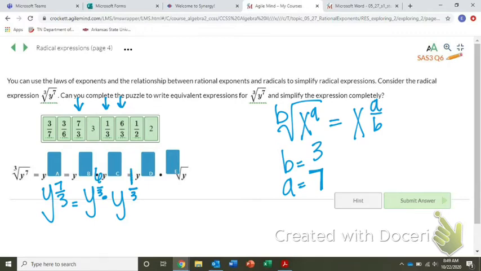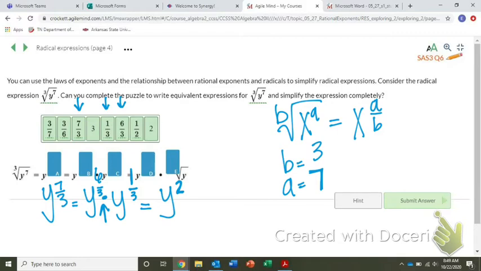We know that we add those exponents because we're multiplying. So remember, that means add. Now we simplify. y. What is 6 divided by 3? A 2. Then we have y to the 1/3.